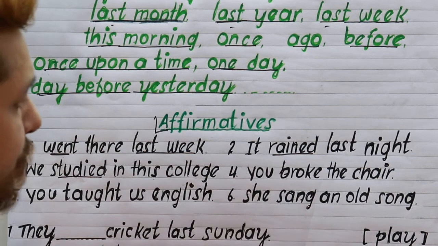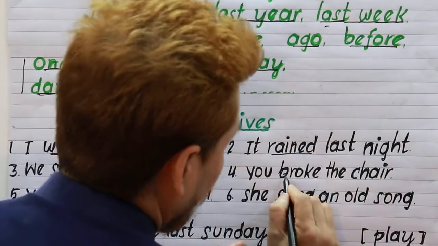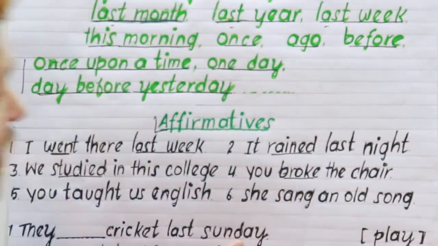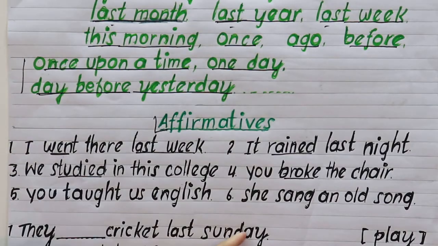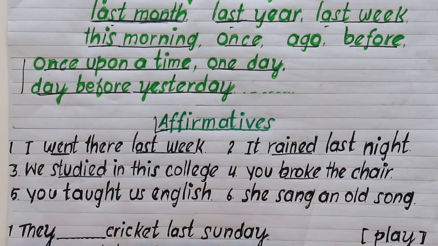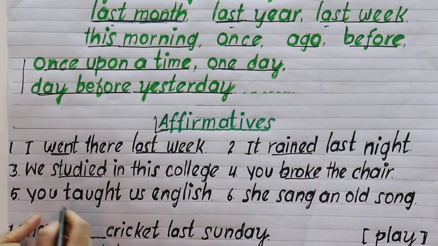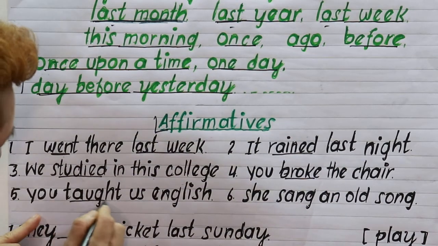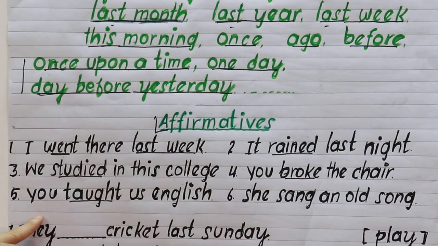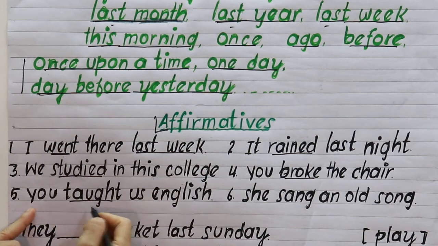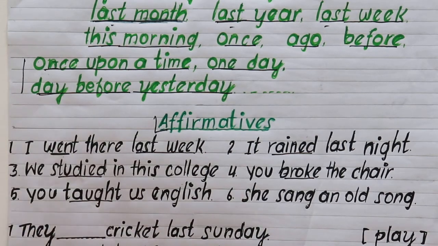Fourth number, you broke the chair. Like break, तोड़ना, broke तोड़ दिया. आपने कुर्सी तोड़ी. किसने तोड़ा? आपने. You broke the chair, right? You taught us English. Teach, first one क्या है इसका? teach, taught, taught, right? This is an irregular verb. You taught us English. आपने हमें अंग्रेजी पढ़ाई, right? Teach का second form taught हो गया. You taught us English, right?